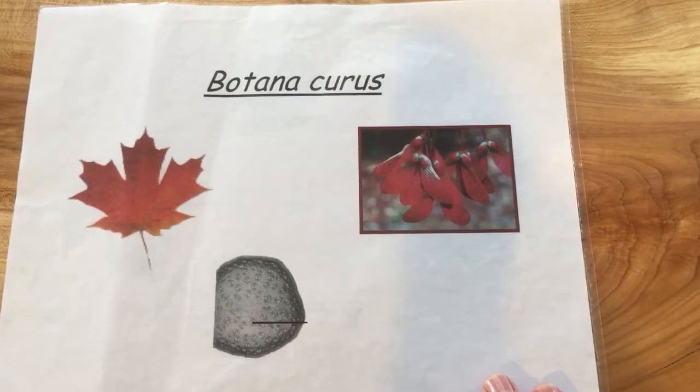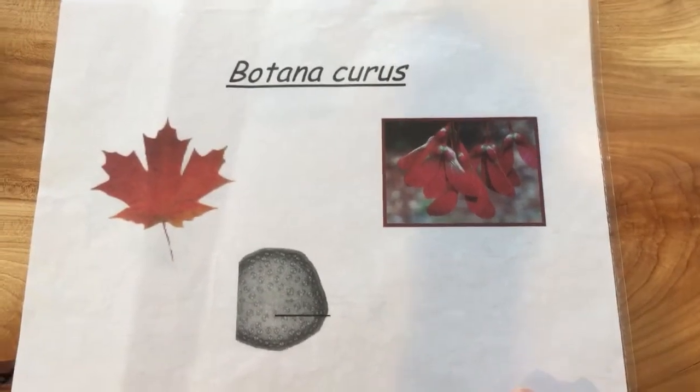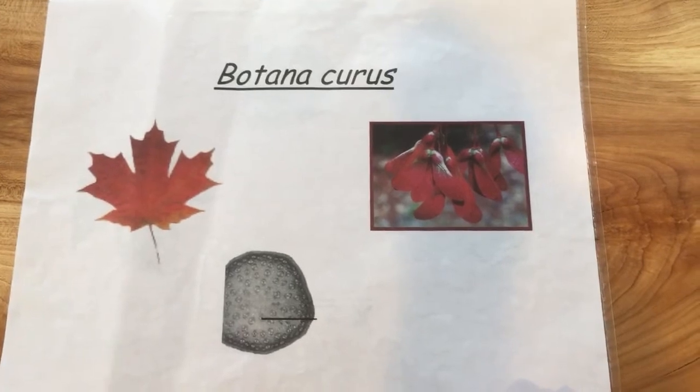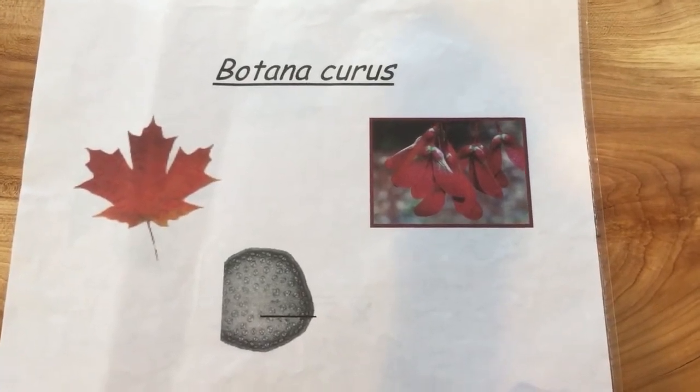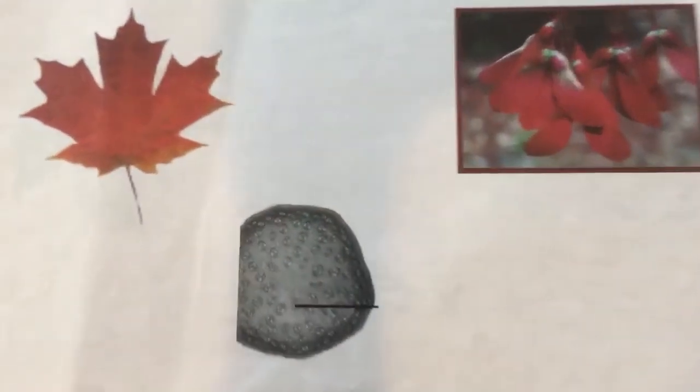So on your chart next to Botanicurus for leaf structure, you should put that it's red with some yellow, has pointy tips, and 3 lobes. If you also notice, it's a little hard to see here, they have branched veins.